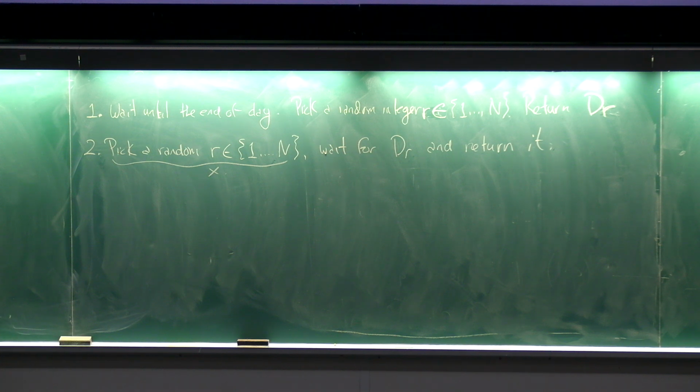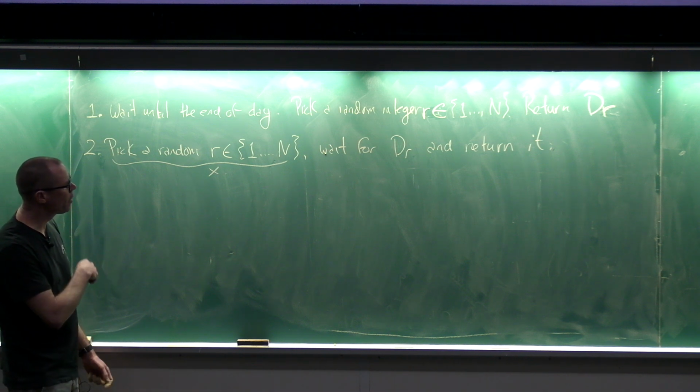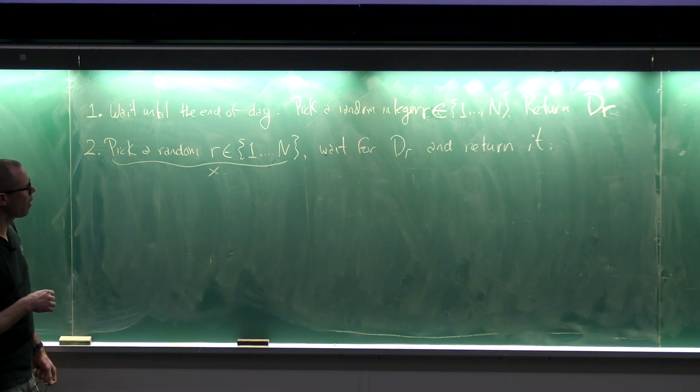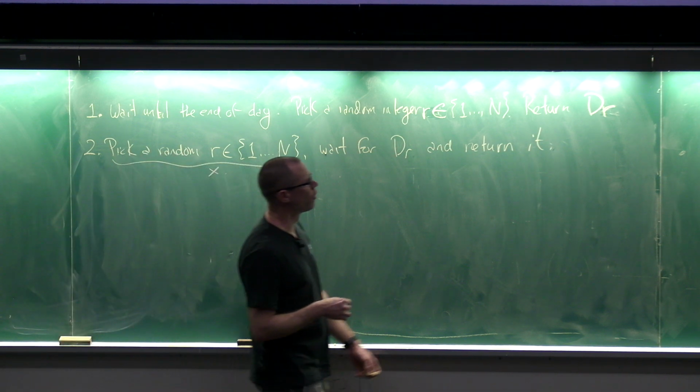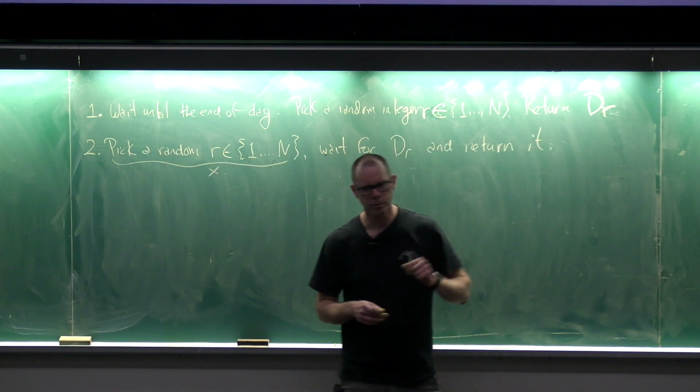So we would like a solution that captures both of the benefits here, that it only ever has to look at one data item at a time, and at the end of the day, it still returns a uniformly random data item.